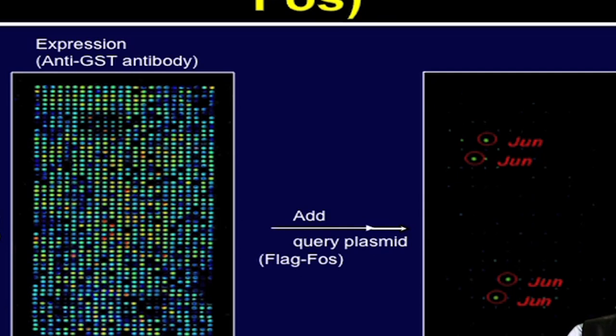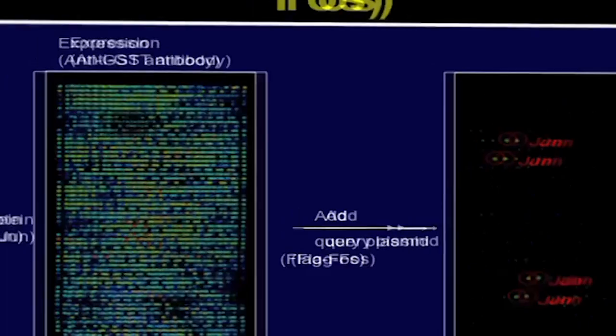In this study, students used FOS as a query protein and then identified JUN, printed 4 times on the chip, as a target. JUN-FOS was used as a model system to demonstrate how protein-protein interactions can be studied by using the cell-free expression-based NAPA microarray system. Let us look at some more case studies where protein microarrays have been used for studying the protein interactions.